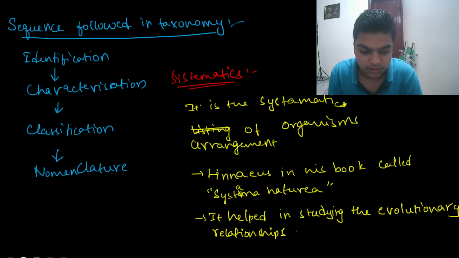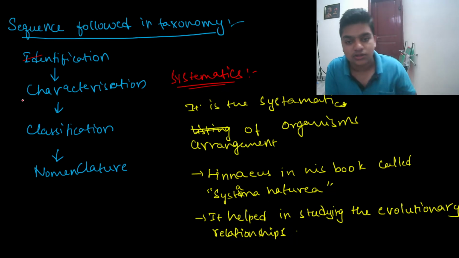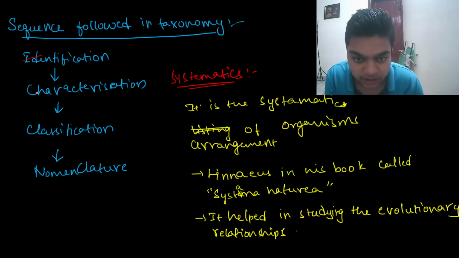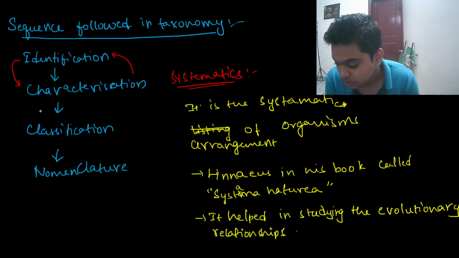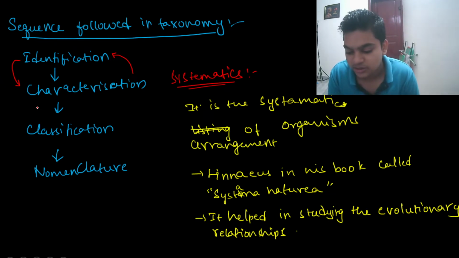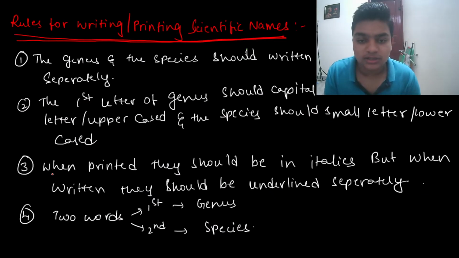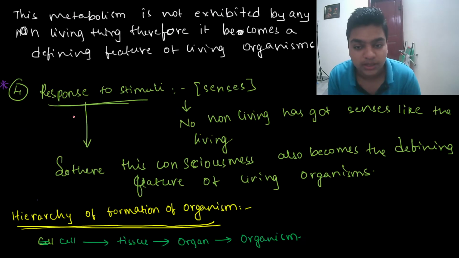Since NCERT has mentioned this, the identification next to the characterization, we have to remember that. So let's do that. Let's put it like this. You strike it out and write: identification is next to characterization. As per NCERT, this is the correct thing. Characterization, identification, classification, nomenclature.